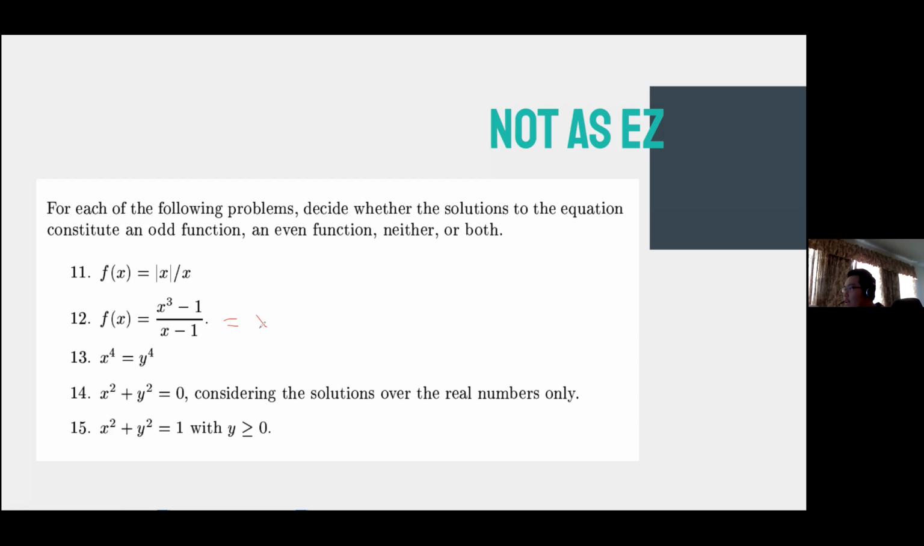Like if we can actually simplify it, we can see that this doesn't look even or odd, right? This is like a squared plus x plus 1. It would look something like this. It wouldn't be on the x-axis. So we think that it's probably not even or odd, but we had to prove it. So how do we prove it?